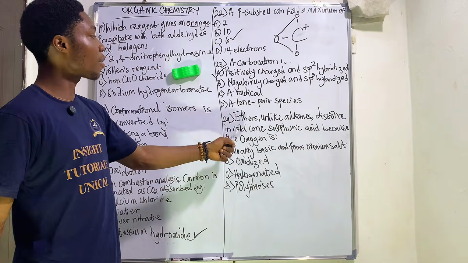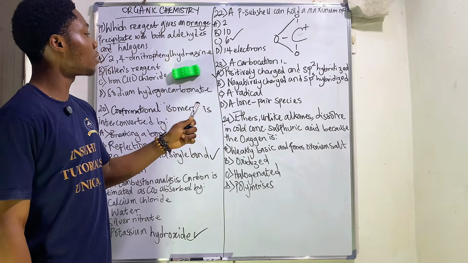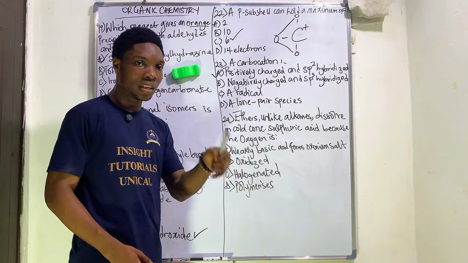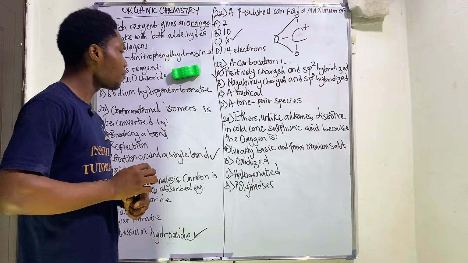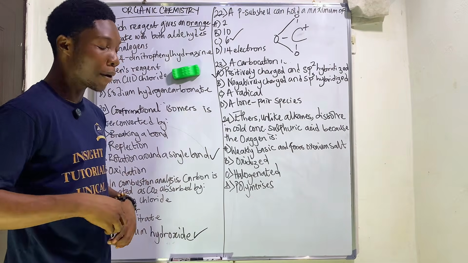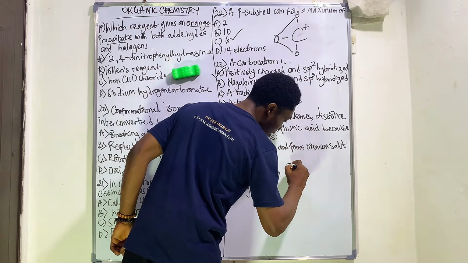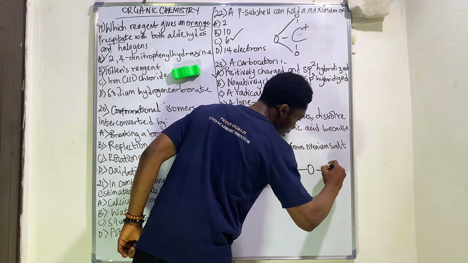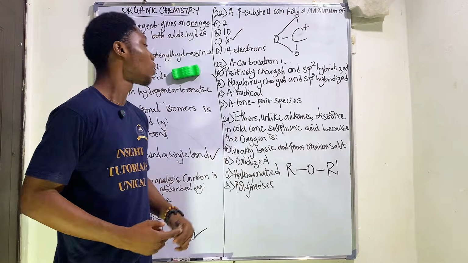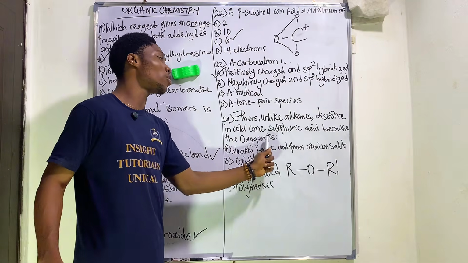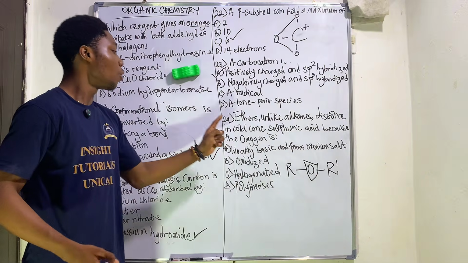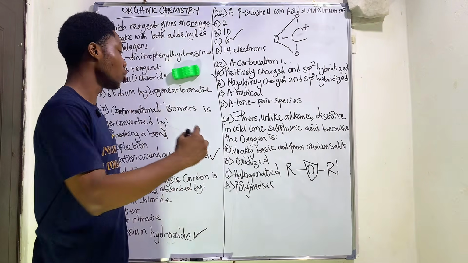Next question. Ethers, unlike alkanes, dissolve in cold concentrated sulfuric acid because the oxygen is A. Weakly basic and forms oxonium salt, B. Oxidized, C. Halogenated, D. Polymerizes. Now, we remember that ethers is given by R, oxygen, and R prime, right? 2 alkyl groups connected by an oxygen group. So now, these ethers will dissolve in cold concentrated sulfuric acid because this oxygen that is here is weakly basic and forms oxonium salt.